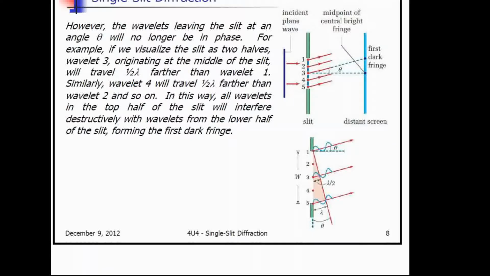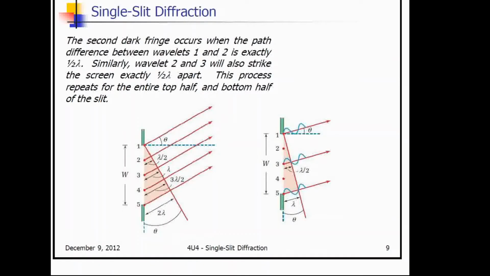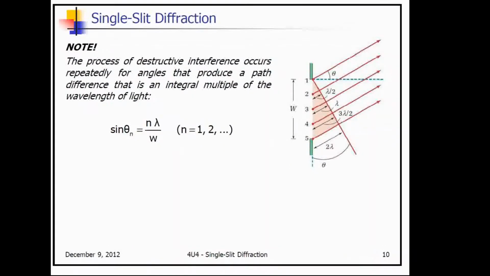They will produce destructive interference for every half wavelength distance, and constructive interference for every full wavelength distance. That's what it kind of says on this slide. Then it says the second dark fringe occurs when the path difference between the wavelets 1 and 2 is exactly 1/2 lambda. Similarly, wavelets 2 and 3 will also strike the screen at exactly 1/2 lambda apart. And then we do this all the way through. Analyzing this geometrically, we come up with this relationship: sine of theta n, where n is the order number of the dark fringe, is equal to n lambda over w.